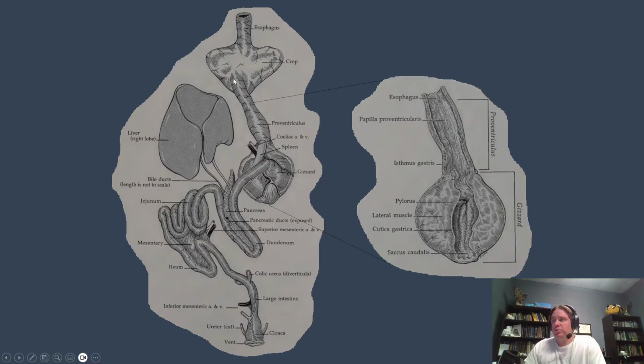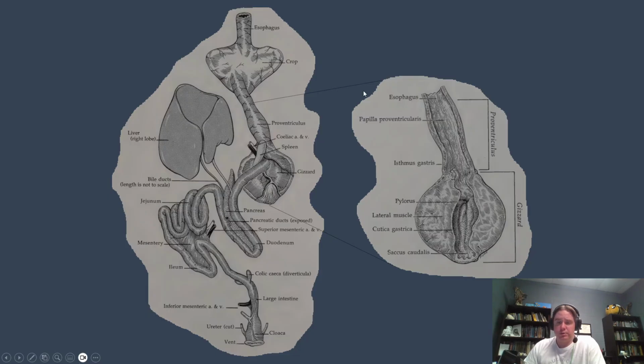And then you have this expansive tube that is mostly the proventriculus. Some of this is esophagus, but eventually you get into the proventriculus. And once you're in the proventriculus, you're in the stomach. The stomach is the proventriculus and the ventriculus together. The ventriculus in birds is usually just called the gizzard. So this is what we're zoomed in on over here, the proventriculus and ventriculus or gizzard.